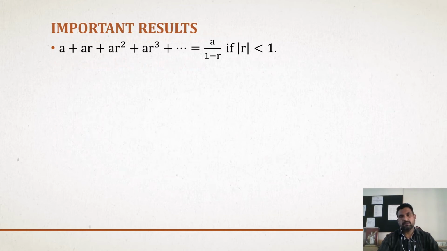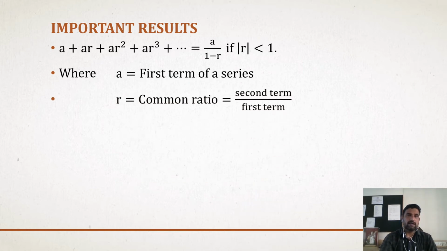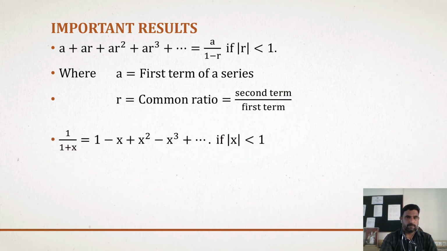Important results. See, addition of sequence: a plus ar plus ar squared plus ar cubed plus ... plus ar raised to n plus ... equal to a upon 1 minus r, if mod of r is less than 1, where a is the first term of the series and r is the common ratio, second term divided by first term.